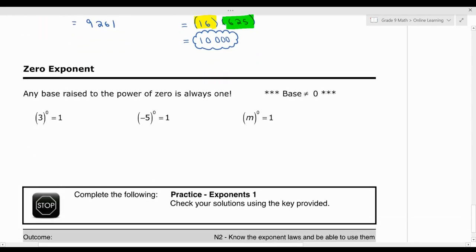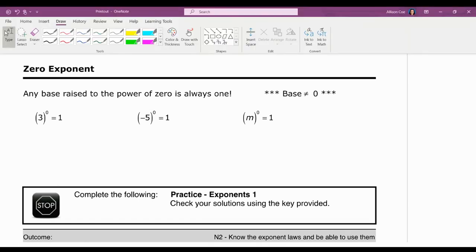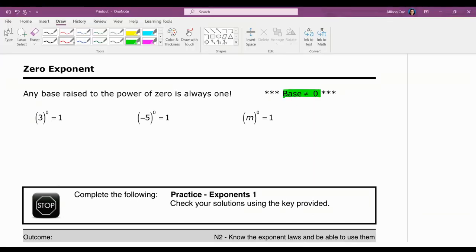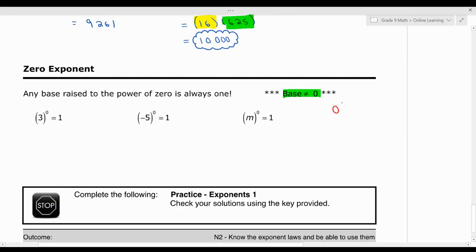Our very last law deals with when you have a zero exponent. It just tells you any base raised to the power of 0 is always 1. There is one little tiny thing you have to remember though. We are talking about where the base cannot equal 0. So if you had 0 to the power 0, we are not going to say that's equal to 1. If at any point you want the proof with that, let me know and I can send you some additional information.